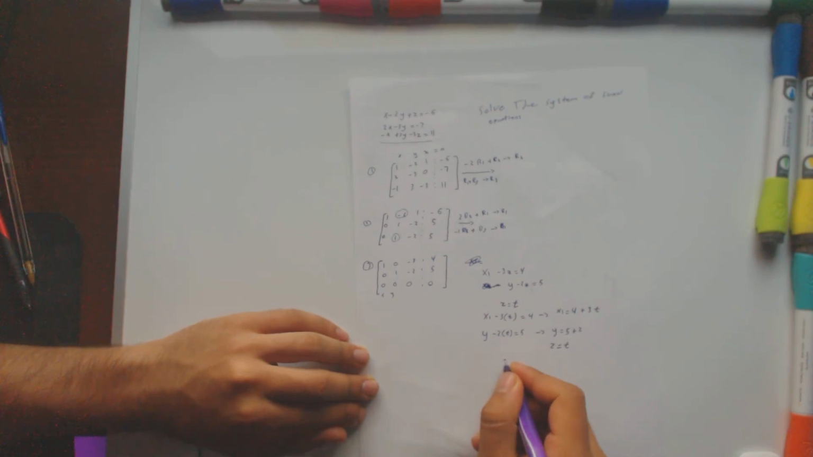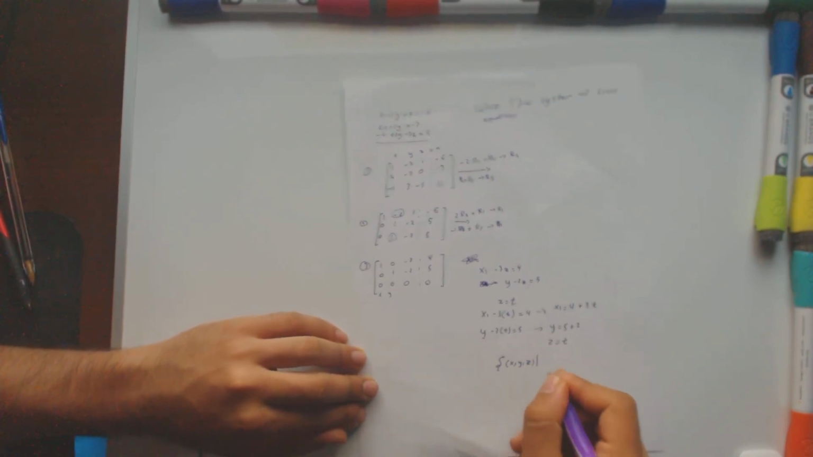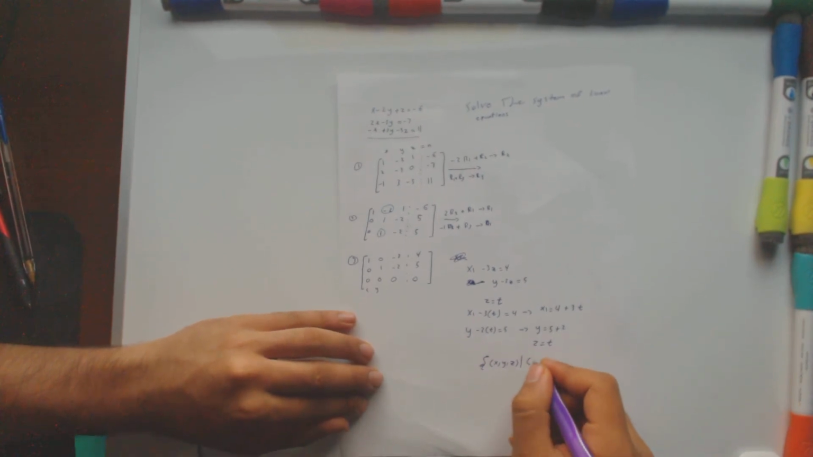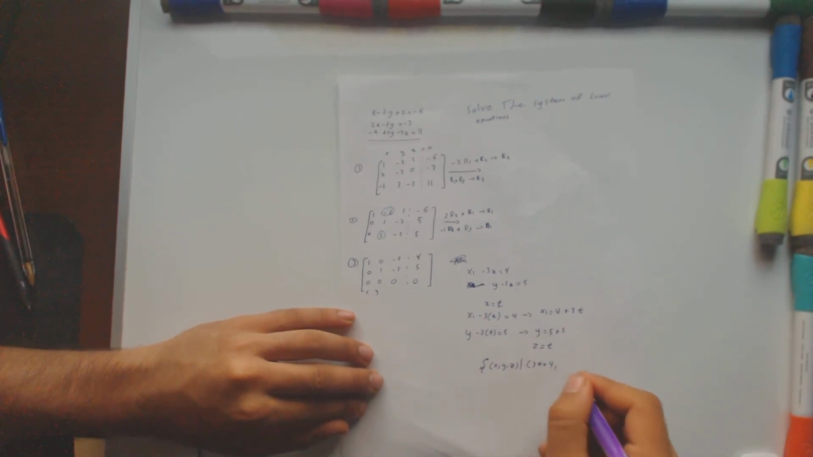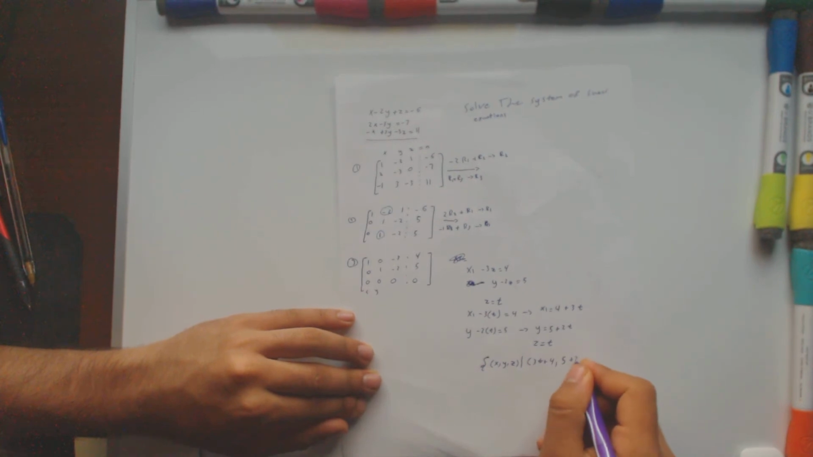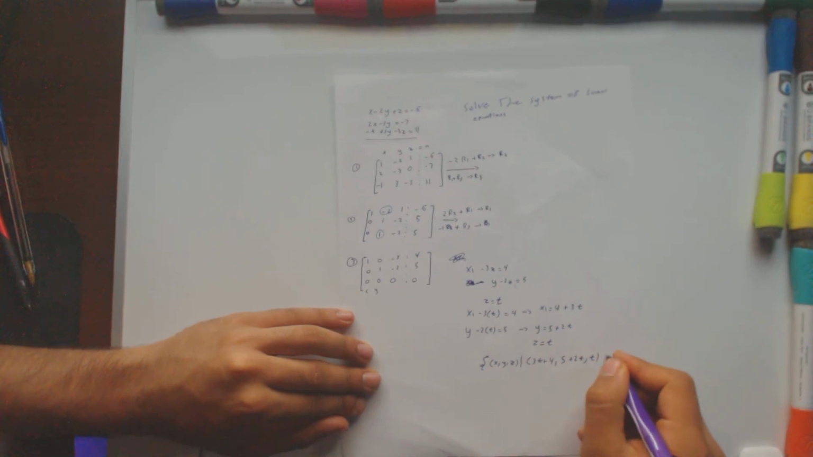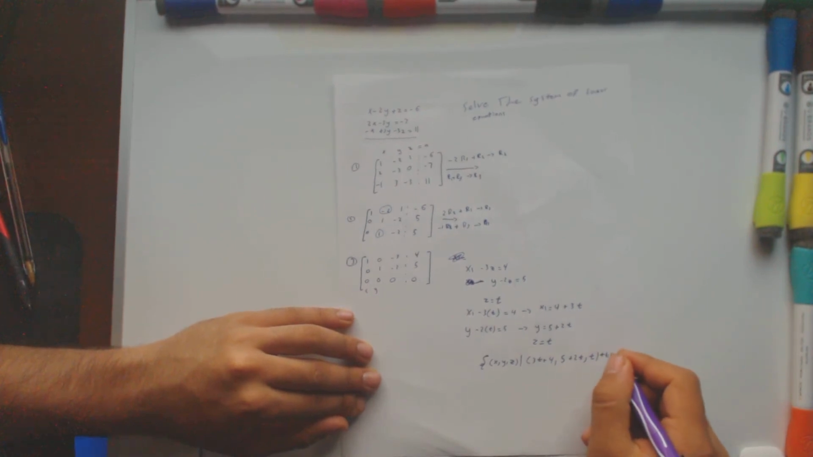To interpret this solution, x is equal to 3t plus 4 and y is equal to 5 plus 2t, with z equal to t, such that t is any real number.